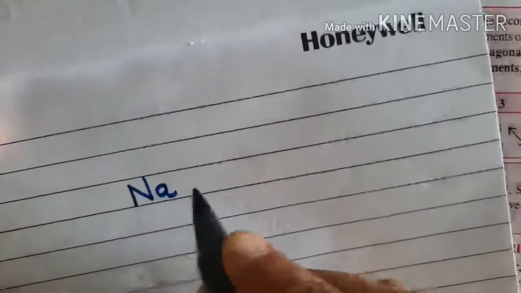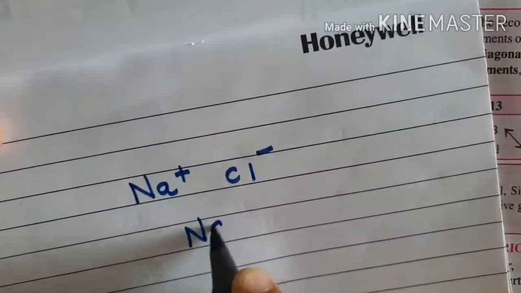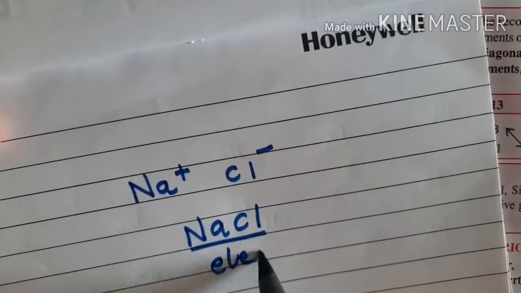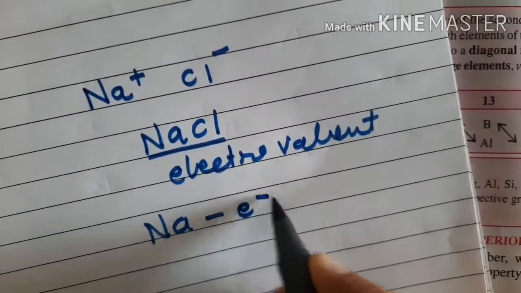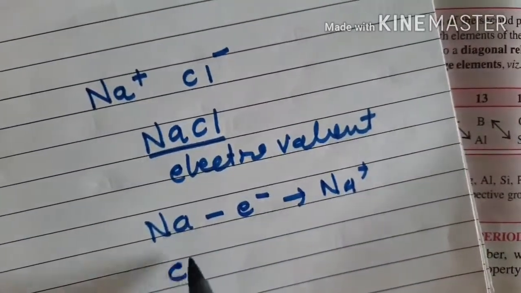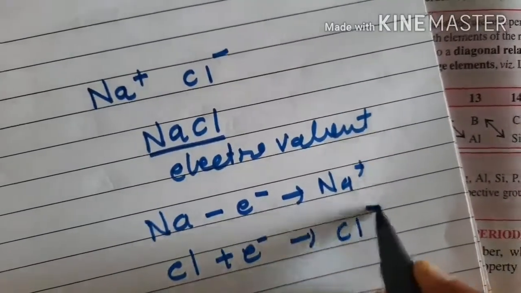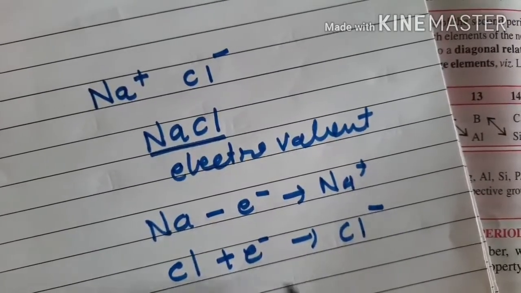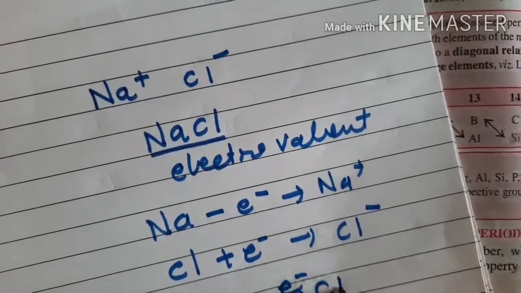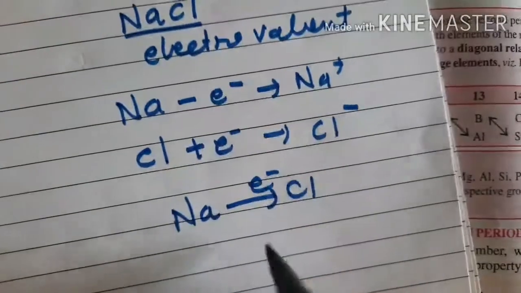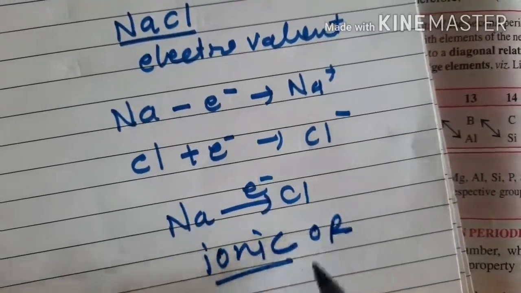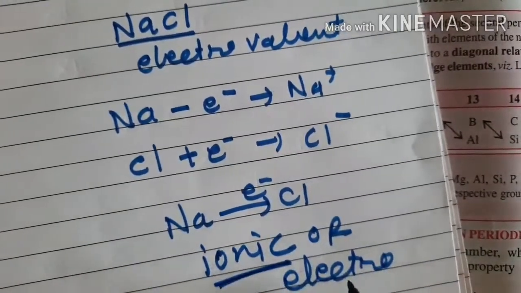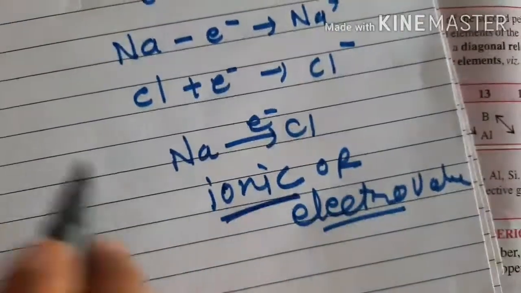Suppose I take Na and Cl, with Na+ and Cl-. So they form NaCl. This is called electrovalent. Why electrovalent? Na donates one electron and forms the Na+ ion, and chlorine accepts that electron and forms Cl-. Because of this donating and accepting of electrons between them, they form an ionic compound. That is why it is called ionic or electrovalent; both are the same.